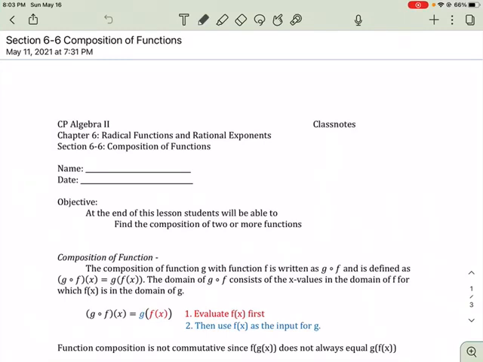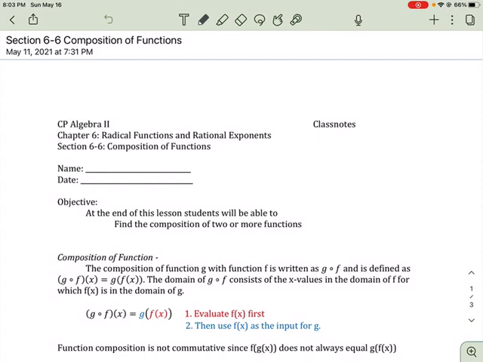Hi everyone. Today we're going to work on composition of two functions. The other day we worked on adding, subtracting, multiplying, and dividing. This is a different type of operation with functions. You have to think of it as kind of like putting one inside of another. We're going to take the letter out and replace it with something else. We're going to be able to find the composition of two or more functions. I think we're going to stick with just two.